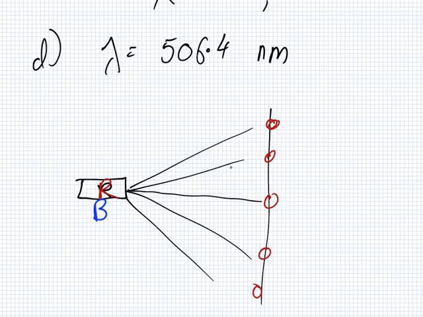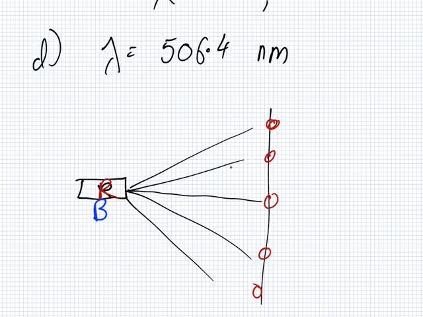The wavelength of the blue light is 506.4. And it is found that the diffraction angle for some order of the red light coincides exactly with the diffraction angle of the blue light in the next order spectrum.